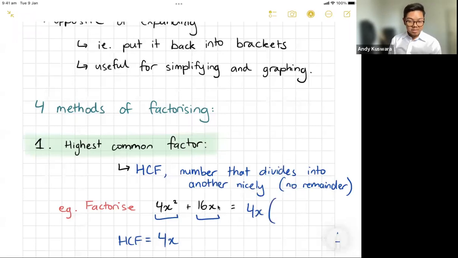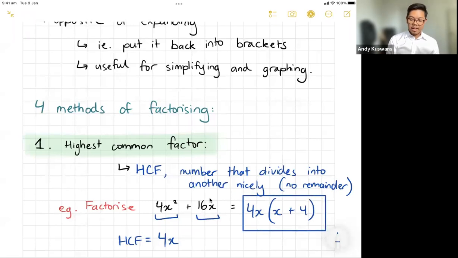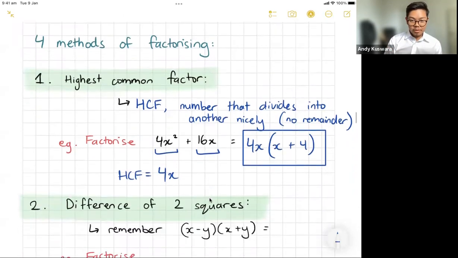And at this point it's about compensating. I'm trying to figure out 4x times what gives me 4x squared. I can see that I'm missing an x. And then it's plus, and 4x times what gives me 16x is just going to be 4. And that there would be my answer. I've taken out the common factor, and there's my answer. I'm going to move on to the next type.